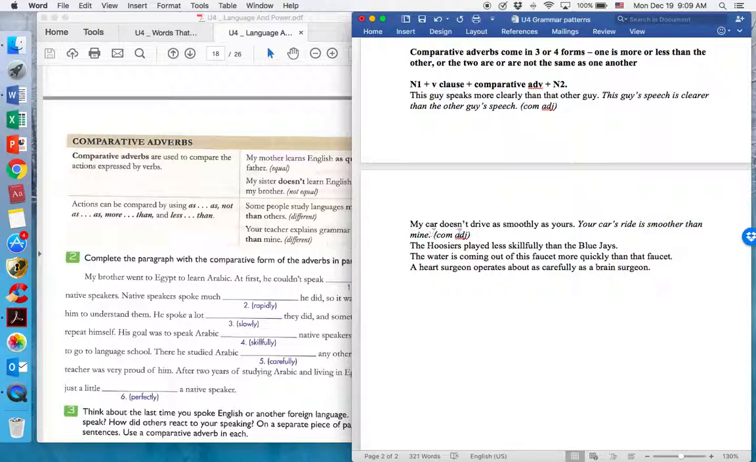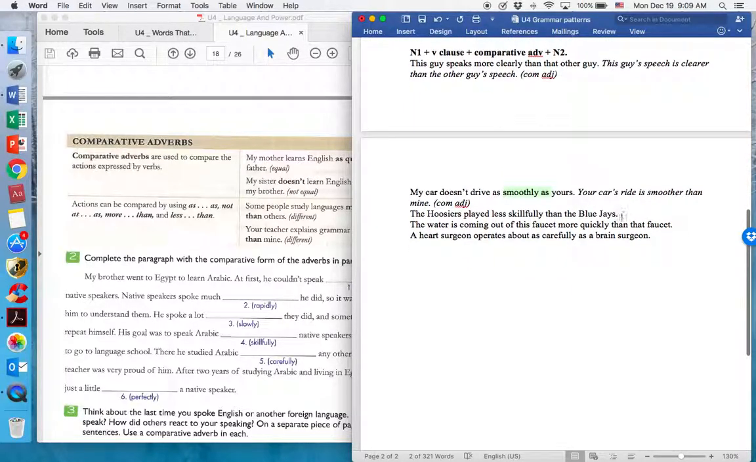Right? And so the comparative adjective is not exactly the same as a comparative adverb in this case, but if my car doesn't drive as smoothly as yours, I think we can infer that your car's ride is smoother than mine. The Hoosiers, there's our noun one. Played, there's our verb. Less skillfully than. So these two things are unequal, and the Hoosiers are lower than the Blue Jays. Blue Jays is our noun two.